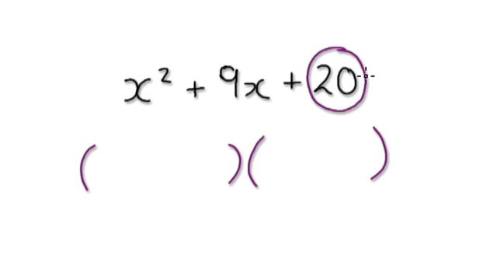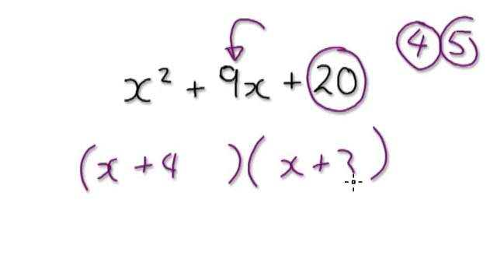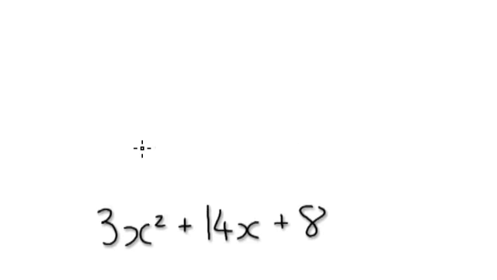Two numbers multiplied together to give you 20. So that would be a 4 and a 5. And you see a 4 and a 5 will immediately give you the 9x. So you know when you factorize this, it would be x plus 4 and then x plus 3. It's harder when you have a coefficient here that's greater than 1. So when you get something like this, then it's slightly harder.